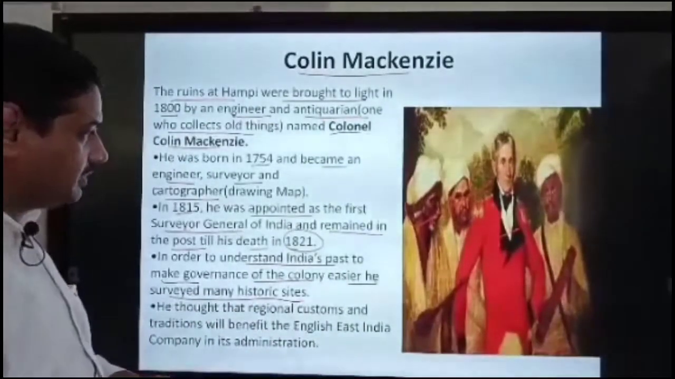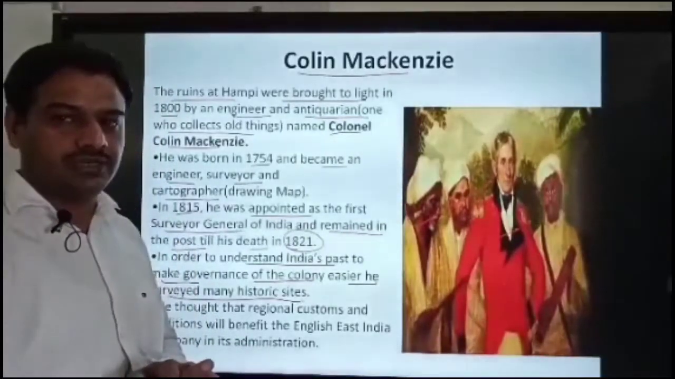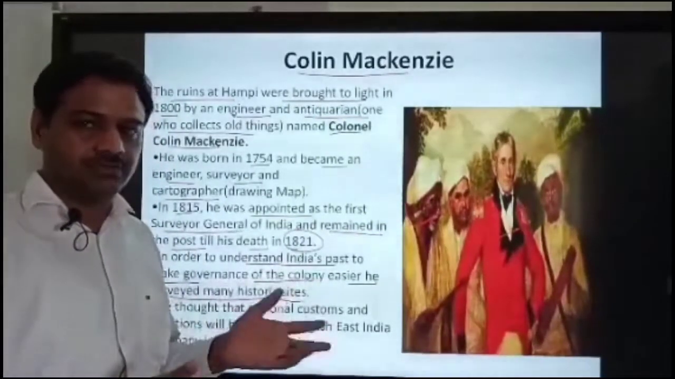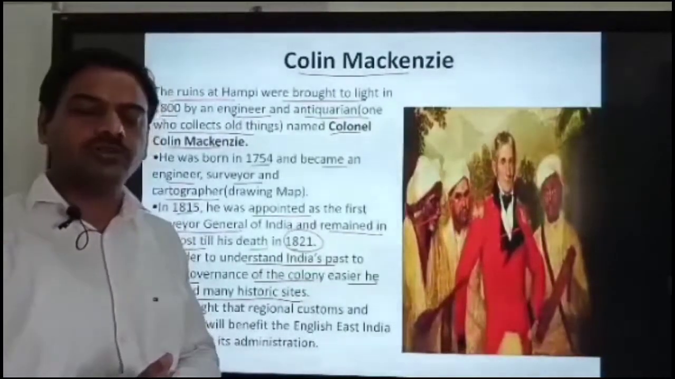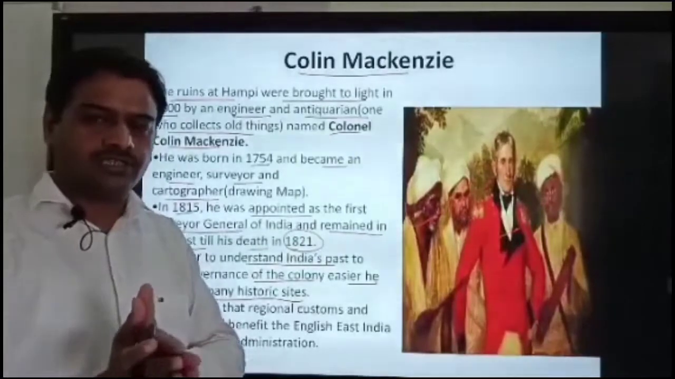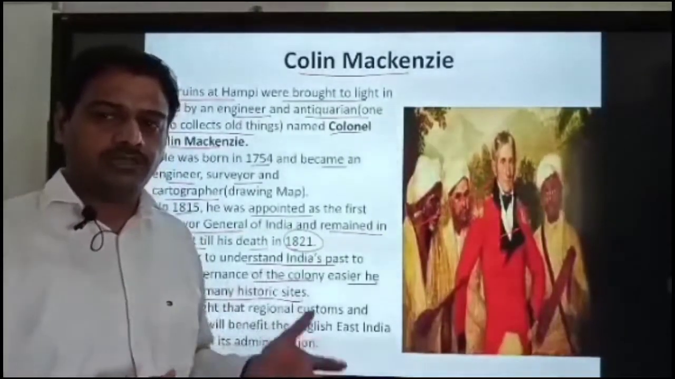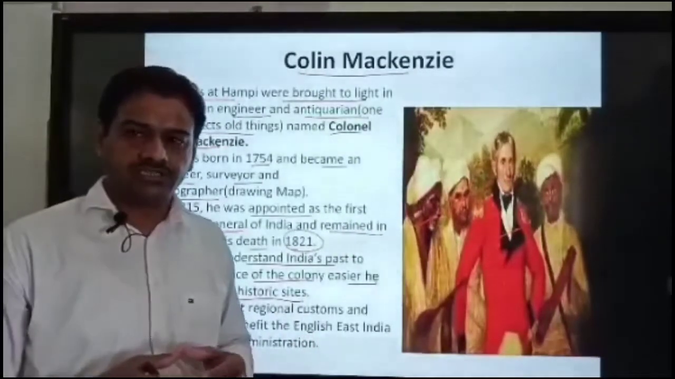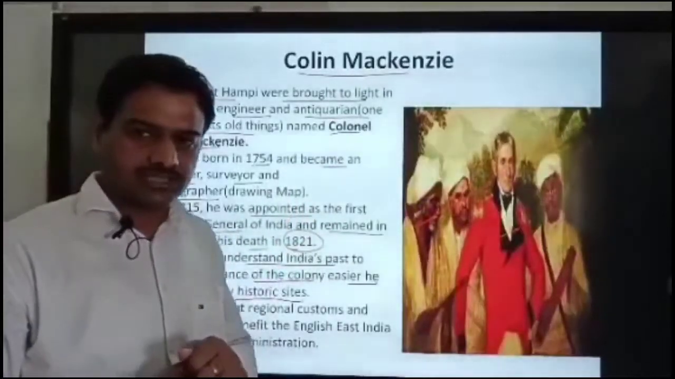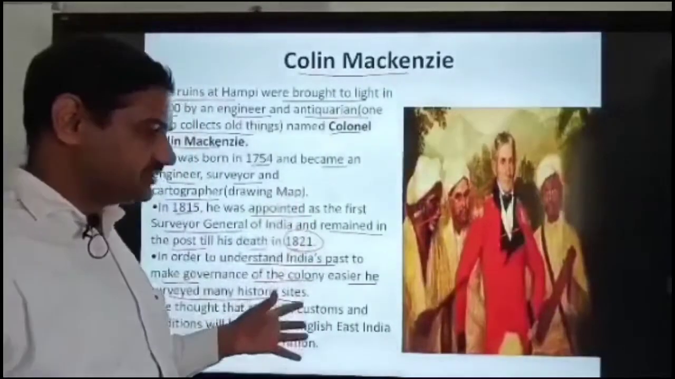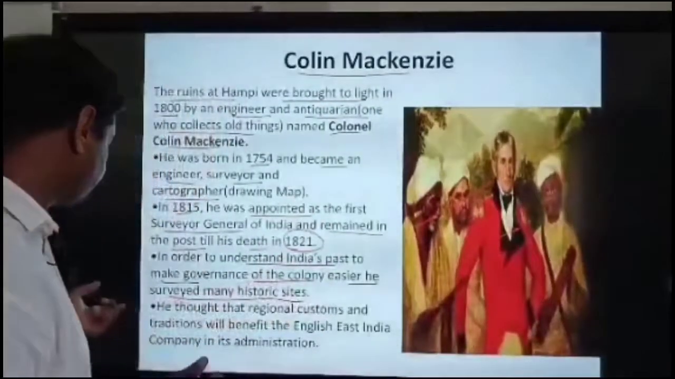Why were the colonial people very curious to know about the culture and the history of India? Because they wanted to govern India in a better way. They were alien people, not from the Indian subcontinent, so they did not know much about Indian culture and its tradition. So they employed many people to discover the Indian tradition and its culture, and in that series Colin McKenzie also conducted a survey in that area, and during that survey he discovered this capital of Vijayanagara, that is called Hampi.